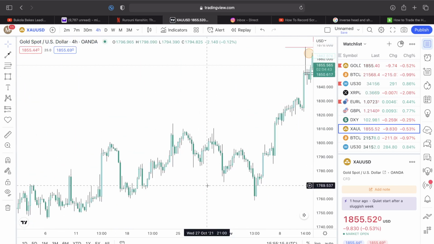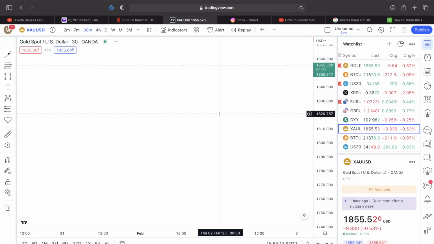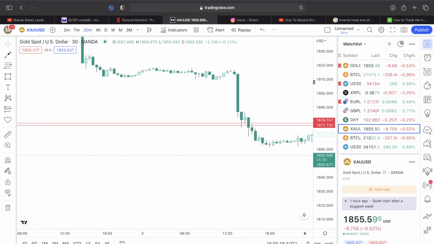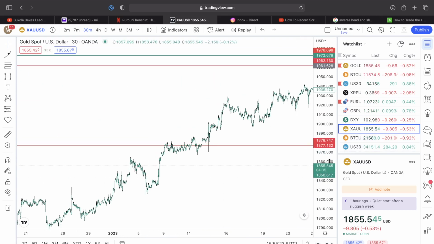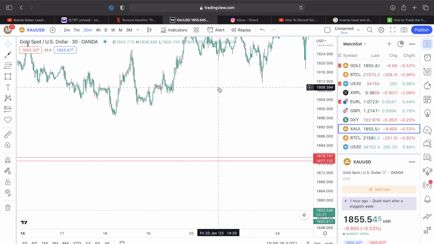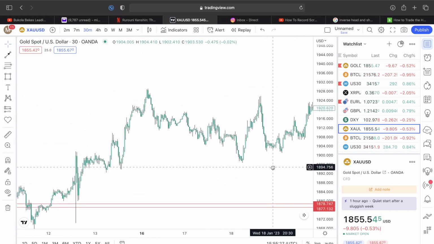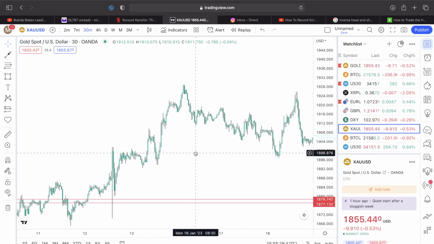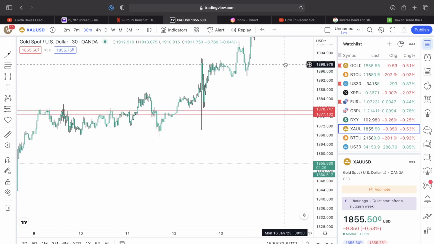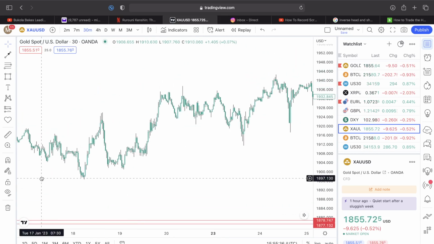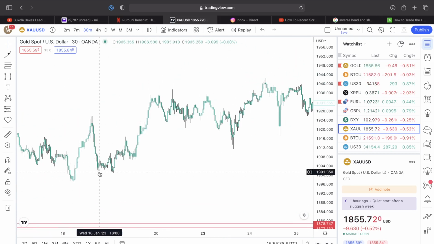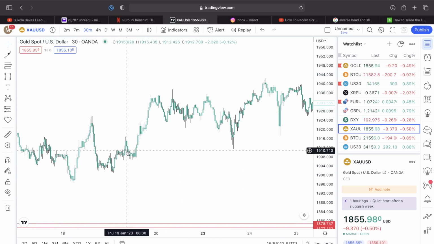So let me go to the 30 minutes. Let me see if we can find a head and shoulder formation in the 30 minutes. I'll go down to 30 minutes and see if we can find something small. Yes, that's also a little bit head and shoulder, but not really. But it's still a head and shoulder.